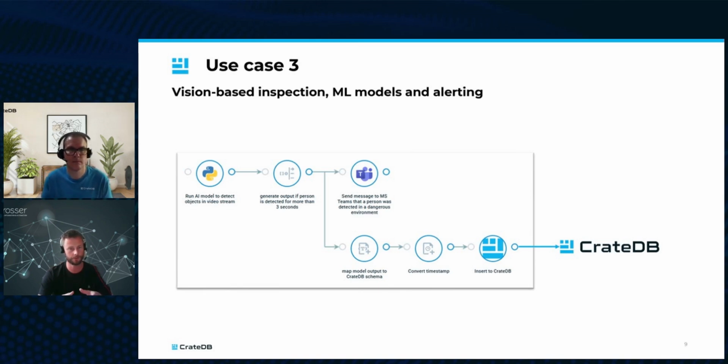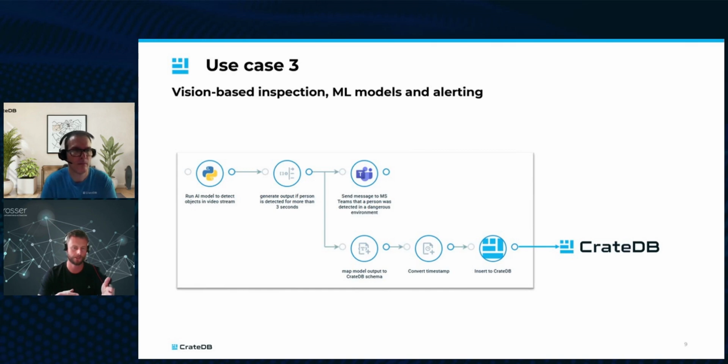And what we do in this specific use case is we connect to a camera stream, and this AI model is trained in a way that it can detect different objects like tables, birds, and also persons, for example. And this use case is all about detecting if a person is detected in a dangerous area for a specific time, in this case, 3 seconds.